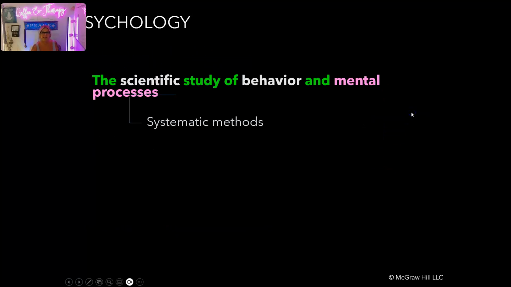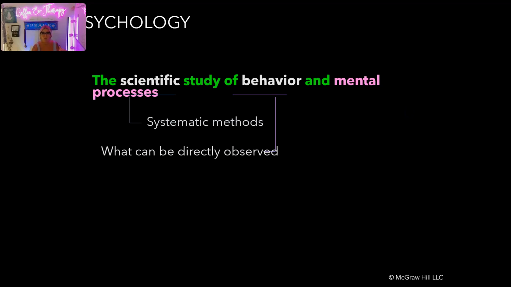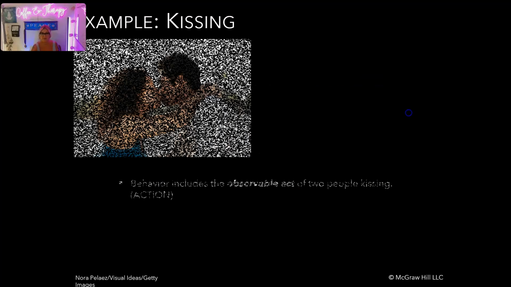All right, so if we're going to break down what psychology really is, the actual definition, it is the scientific study of behavior and mental processes. So the two things that connect psychology are behavior and mental processes. The things we see and then the things we do not see. So that is through systematic methods, what can be directly observed, that is the behavior. And then, of course, the mental is what you do not see, your thoughts, your feelings, and your motives.